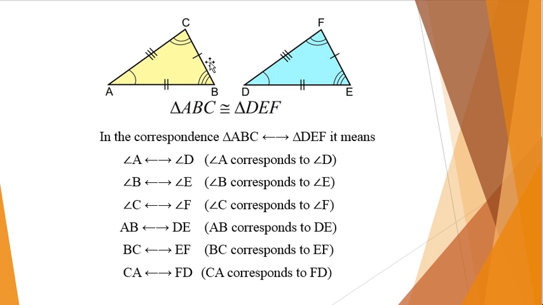So 1 is congruent to 1, 2 is congruent to 2, and 3 is congruent to 3. Out of 6, sorry, there are 3 angles and 3 sides. Out of 6, if any 3 are equal, the triangles will be equal or congruent.